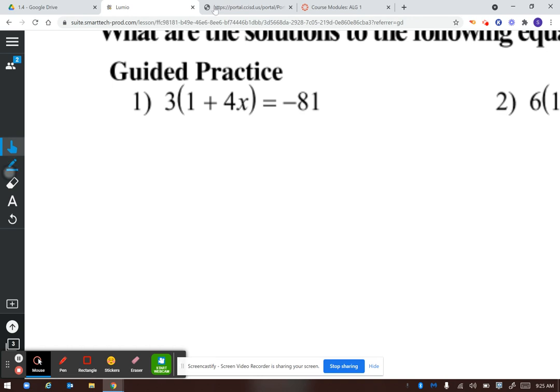So remember that first step that we had was to distribute what's in front of the parentheses to inside. 3 times 1 is 3. 3 times 4x, 3 times 4 is 12. And because 4 has an x, 12 gets the x. And there was nothing to do with the negative 81.